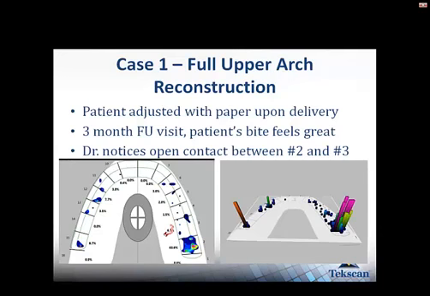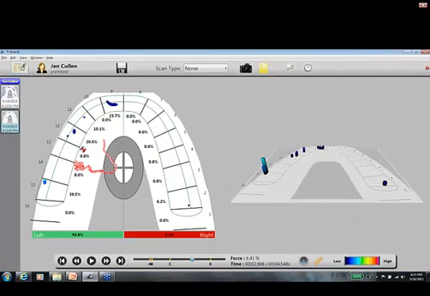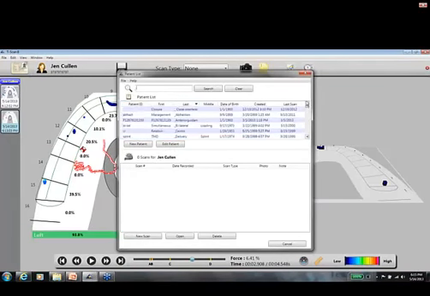And so the doctors that I work with tell me all the time that they see this in their practice. They had a tight contact, and then a little bit of time goes by, and it opens up. So let's go into that. I'll find that case in here. So this is the TScan software. I've got a bunch of cases in here.